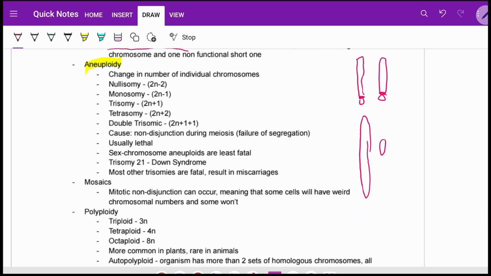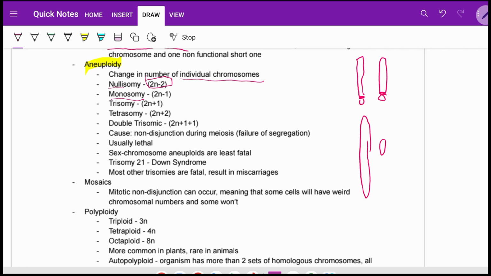So we touched on this before, but now we're going to expand it, which is the change in the number of individual chromosomes. These names are kind of self-explanatory. Nullisomy means you're missing a set of chromosomes, so the calculation for that would be 2n minus 2. If you had a monosomy, mono means one, then we are down one chromosome. One pair doesn't have its partner.